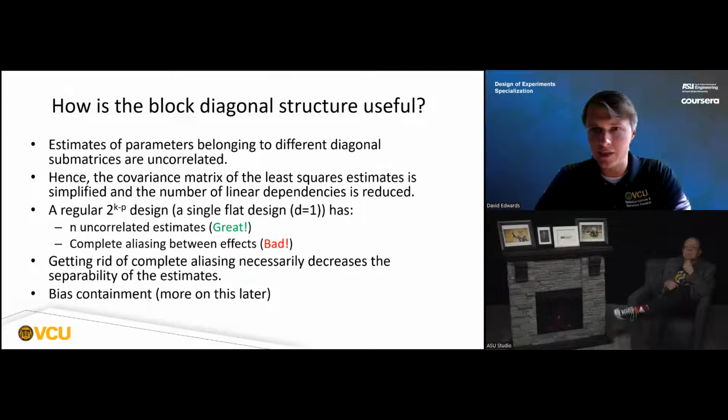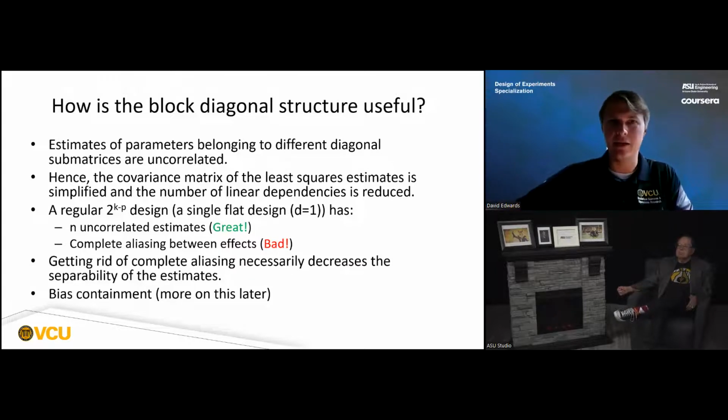The other thing that's really nice is that you are simplifying the complex aliasing. Non-regular designs have much more complex aliasing. It's harder to understand than the regular designs. But anytime you have that orthogonal separation, you simplify it. The number of linear dependencies is reduced. It's easier to understand. So in a way, you're putting a cap on the complexity by designing your experiment to have this block diagonal structure.